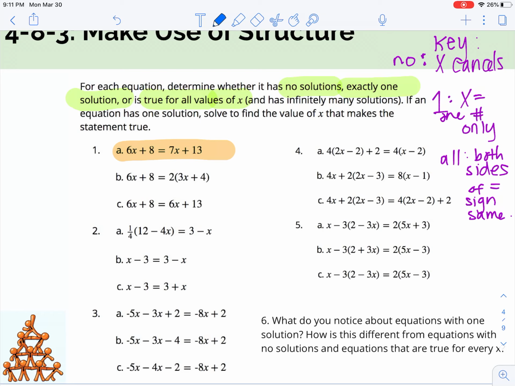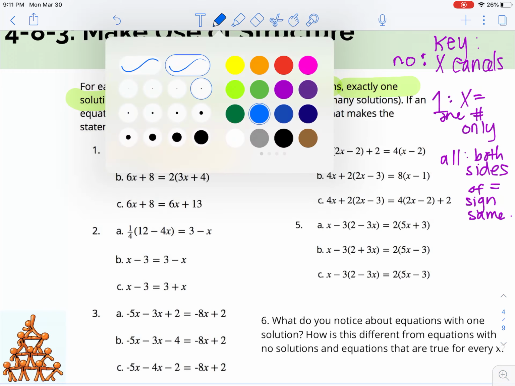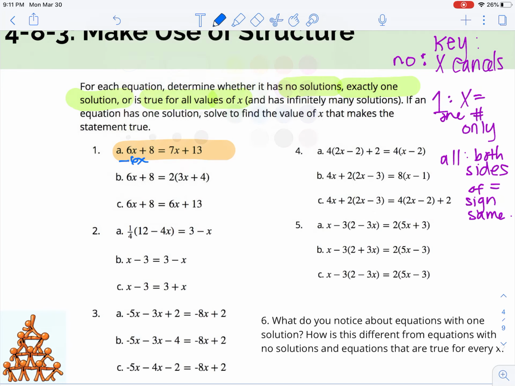Okay. So I'm going to take 6x, and you could move 7x to the left and 6x to the right. It doesn't matter. But I don't want to have a negative x. So I'm going to do minus 6x. Maybe I can make this smaller. Perfect. I think that's better. Okay. Minus 6x. Draw my line. And then that cancels out, right? So I've got 8 equals x plus 13.